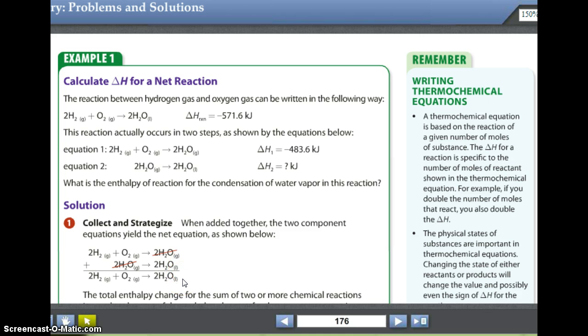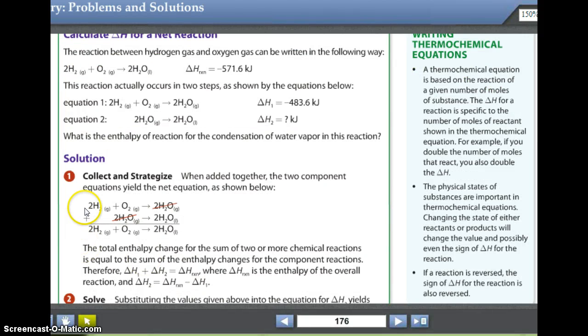When added together, the 2 component equations yield the net reaction shown below. So I put the first equation on top, the second equation below, and I add them together. So I add it going down. I add it here, and you can see I have 2 water molecules that are gas on the left side of my equation and 2 water molecules of gas on the right side, so they're the same, so they cancel. And then you bring down the O2 and the 2H2O liquid.